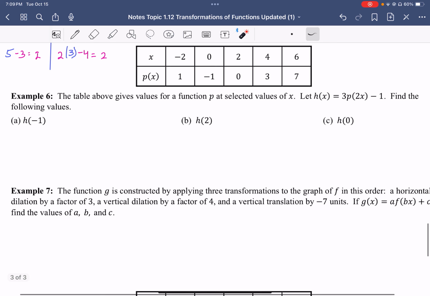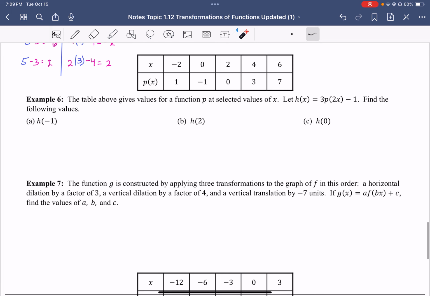Example 6: the table above gives values for a function p at selected values of x. Let h of x equal 3 times p of (2x minus 1).